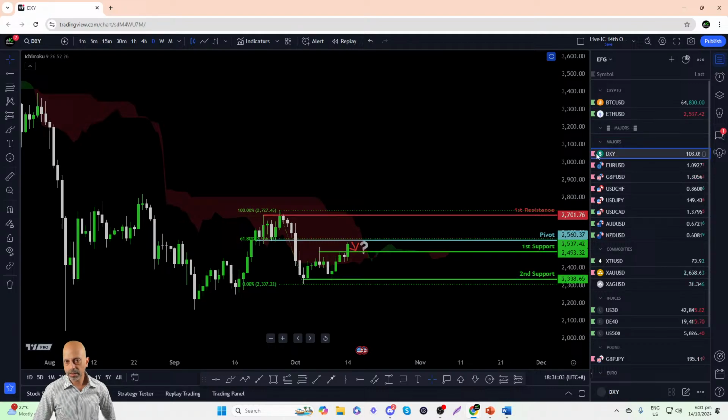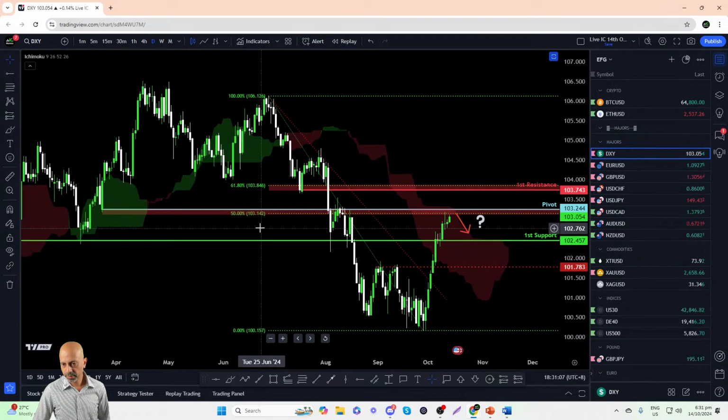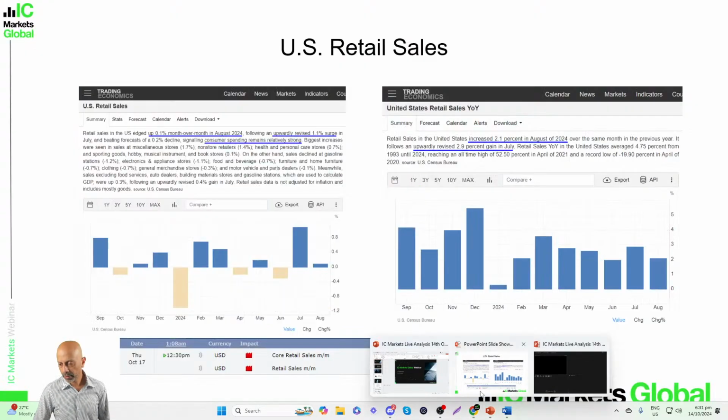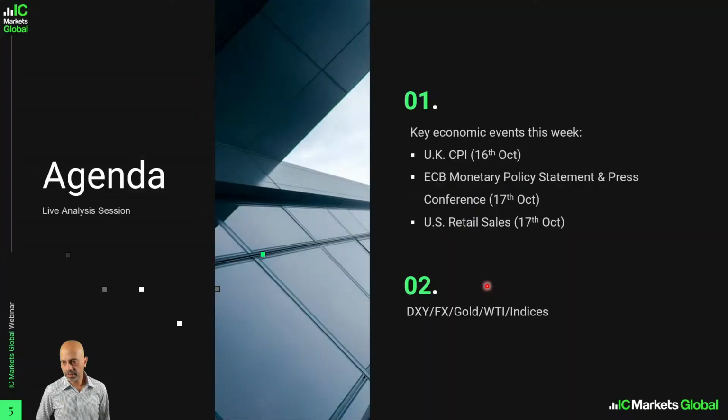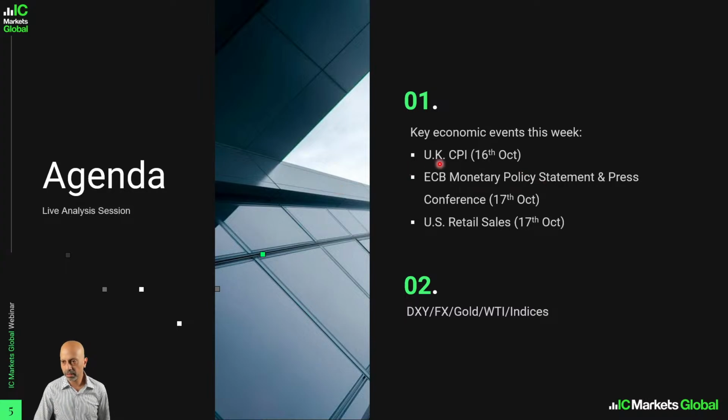Right. Take note, these are the key levels for the dollar index here. It's approaching a pretty strong resistance level that's accompanied by the 50% Fibonacci retracement. And also at the same time, take note, it's quite a pretty heavy calendar, with quite a few things to look out for. But I would just like to highlight UK's inflation data out on Wednesday, 16th of October. And then we've got the ECB monetary policy statement as well as President Christine Lagarde's press conference on Thursday, 17th of October. And after which we have US retail sales as well.